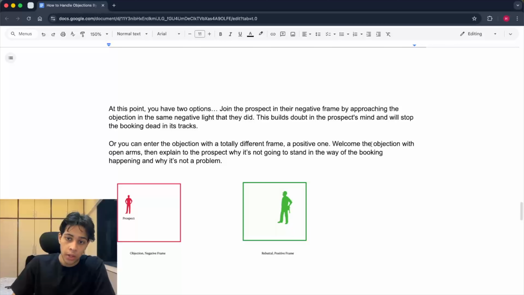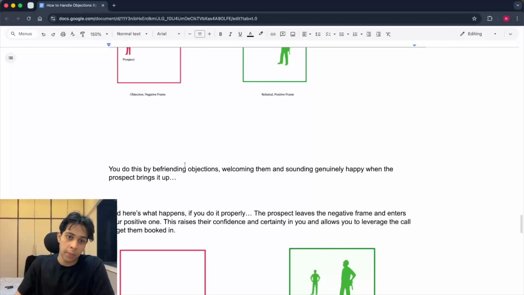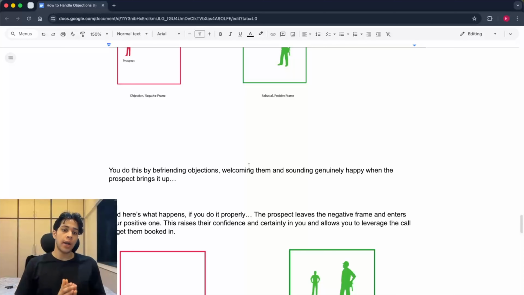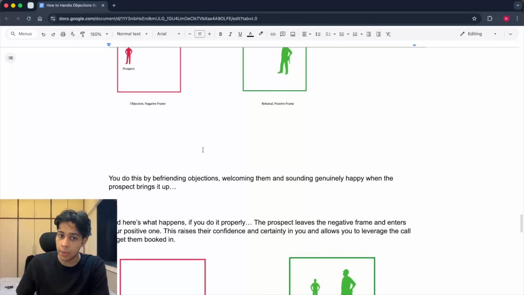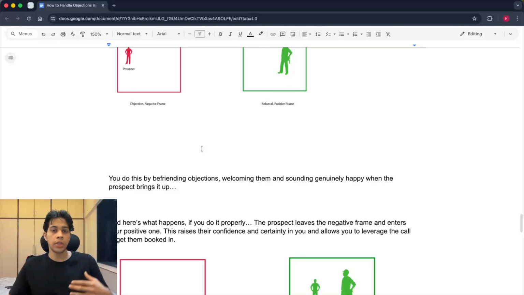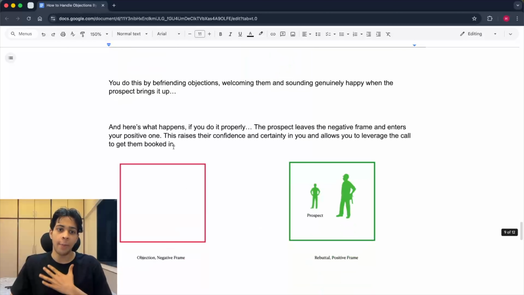So welcome the objection with open arms. Then explain to the prospect why it's not going to stand in the way of the booking happening and why it's not a problem at all. You do this by befriending the objection, welcoming it and sounding genuinely happy when the prospect brings the objection up. It should sound like you were actually expecting the objection. Like when they say, oh, what's the price? Oh, really glad that you asked that, John. The price typically differs based on X, Y, and Z, and you just send the same thing. But you have to come across as if you love the objection, like you are glad that they asked the thing, okay?